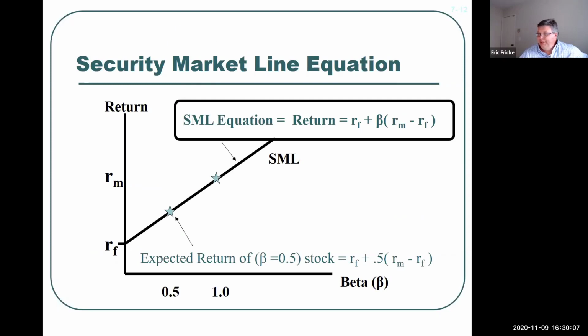So here is the SML, security market line, graphical representation of the CAPM model. Here's the CAPM model, return equals RF plus beta times RM minus RF. So if you had a stock with a beta of 0.5, it would lie right here, and you'd have a return that was lower, an expected return that was lower than the expected market return.